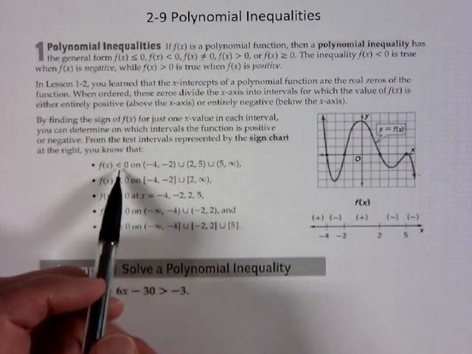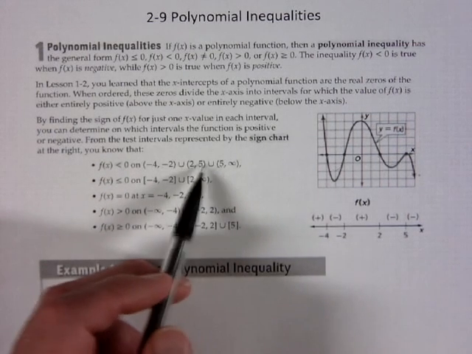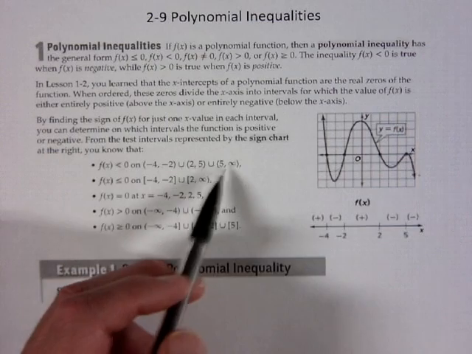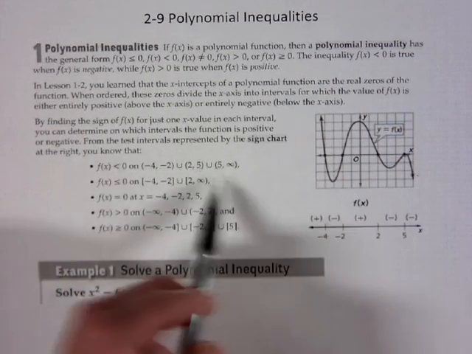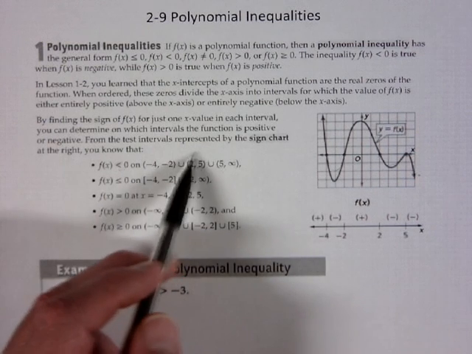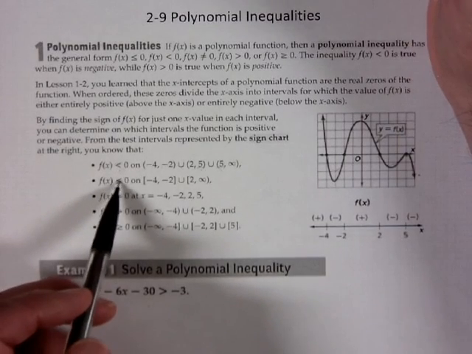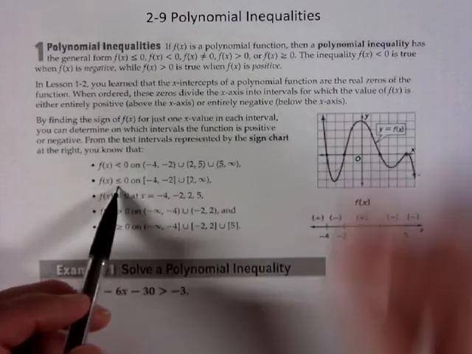Now, here's the deal. Since this is strictly less than 0, 5 cannot count. So this is why this is separated into two separate intervals, because 5 itself doesn't satisfy the inequality. At 5, it's equal to 0, not less than 0. Now, let's see how this one differs from the next one. f of x is less than or equal to 0. So now it can be equal to 0.